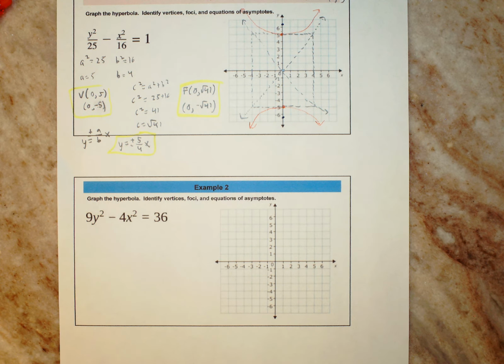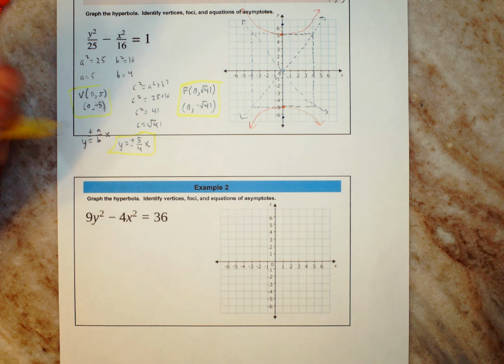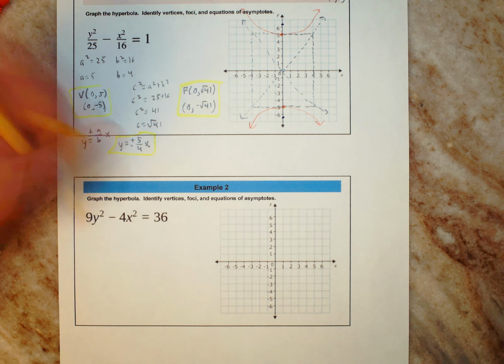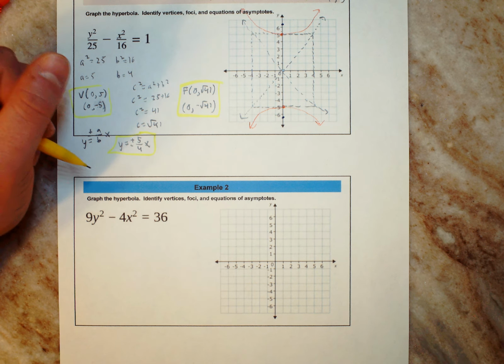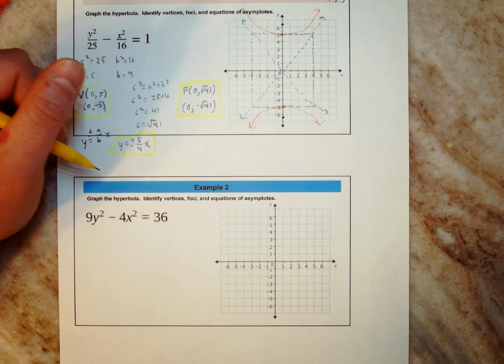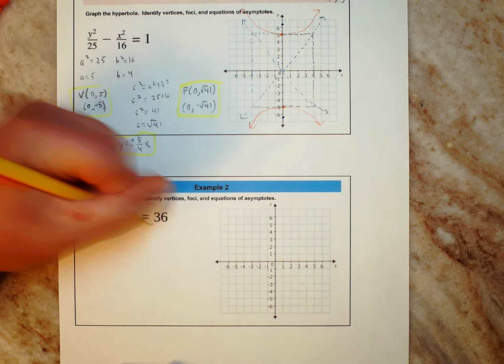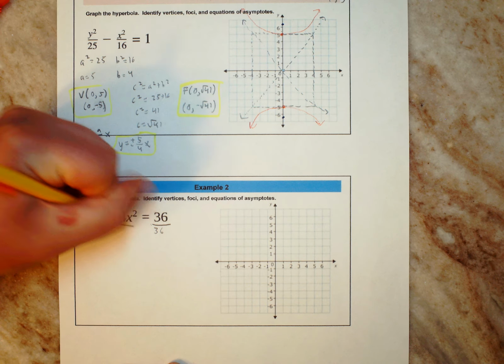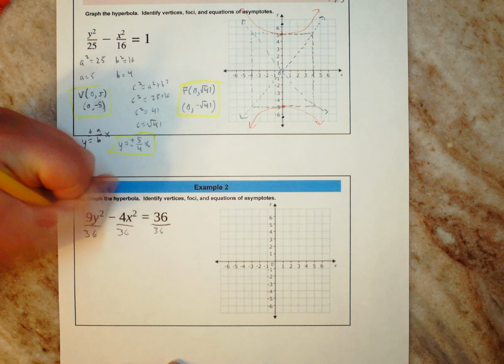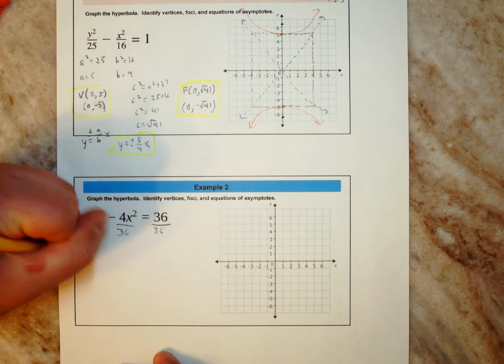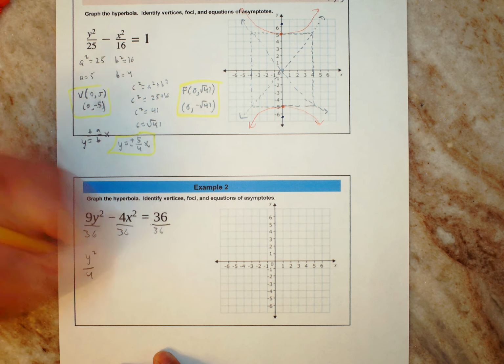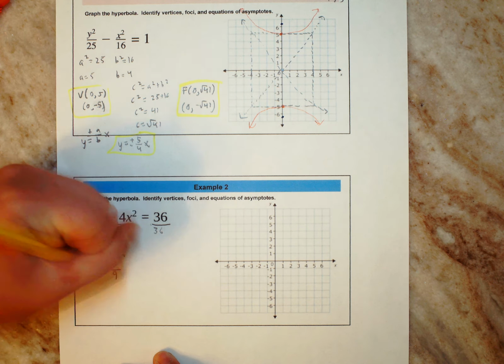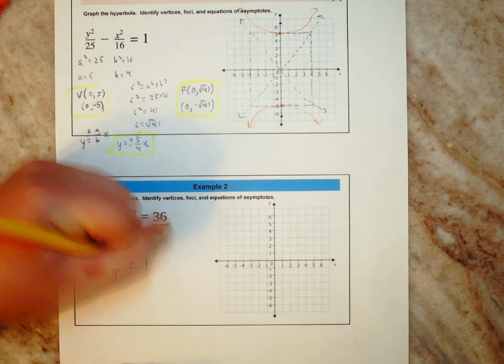All right, so next one here, I'm going to go through it a little quicker since I think we're starting to get the hang of it. But the first thing you should notice right away is it's not in standard form. Why is it not in standard form? Because it's not set equal to 1. So what do we do to make it set equal to 1? We have to divide everything by 36, kind of the same way we did for ellipses. So this is going to become y squared over 4 minus x squared over 9 equals 1.